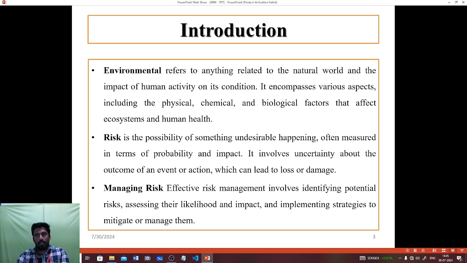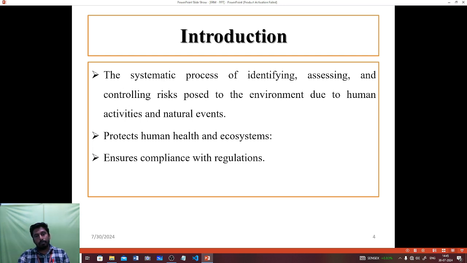So what are the ways to reduce the risk? Any actions or events caused by the environment can be managed. Environmental risk management is simply the systematic process of identifying, assessing and controlling the risk posed to the environment due to human activities and natural events. So all our own activities and natural events that may arise in our environment.